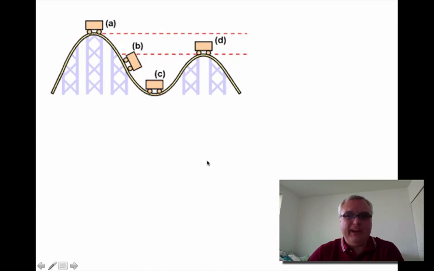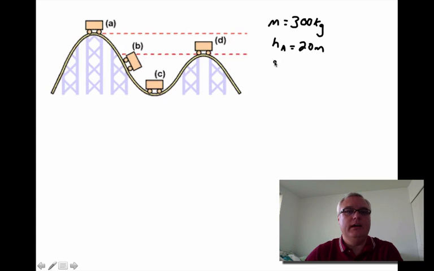So lots of different types of conservation of energy questions. One of the more common ones involves a roller coaster. So let's suppose that we have this roller coaster and it has a mass of, let's say, 300 kilograms. And the height at point A is, let's say, 20 meters. And the height at point D is, let's say, it's halfway, so let's say it's 10 meters.